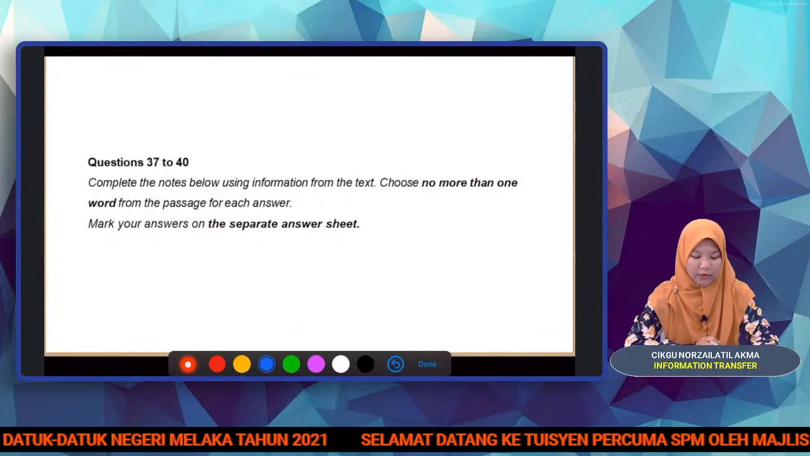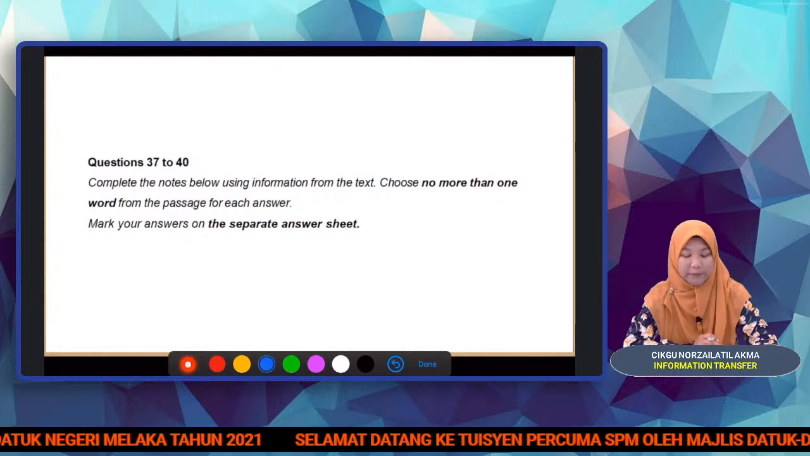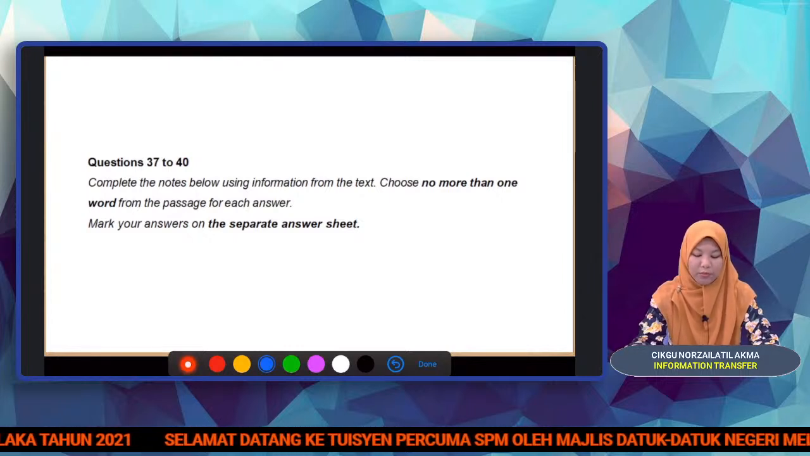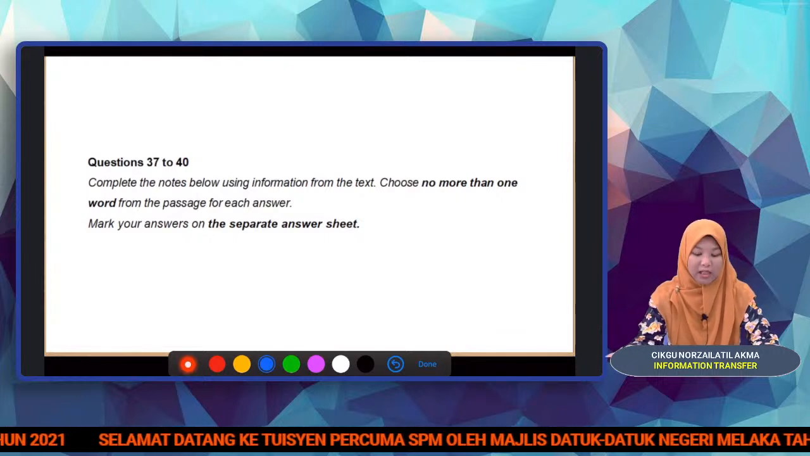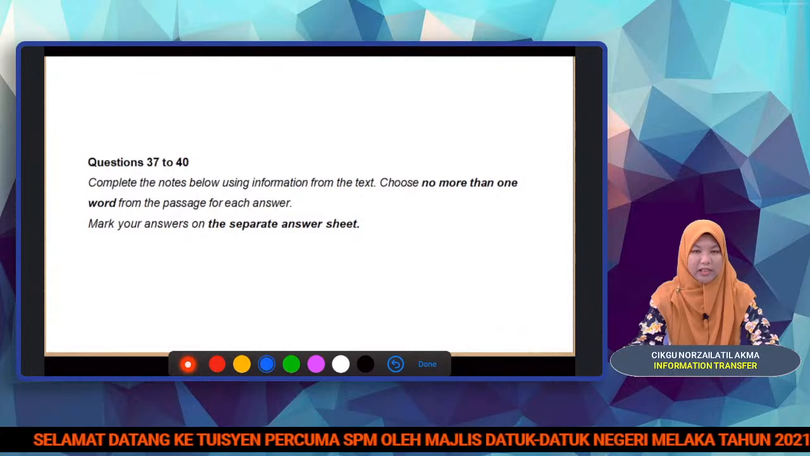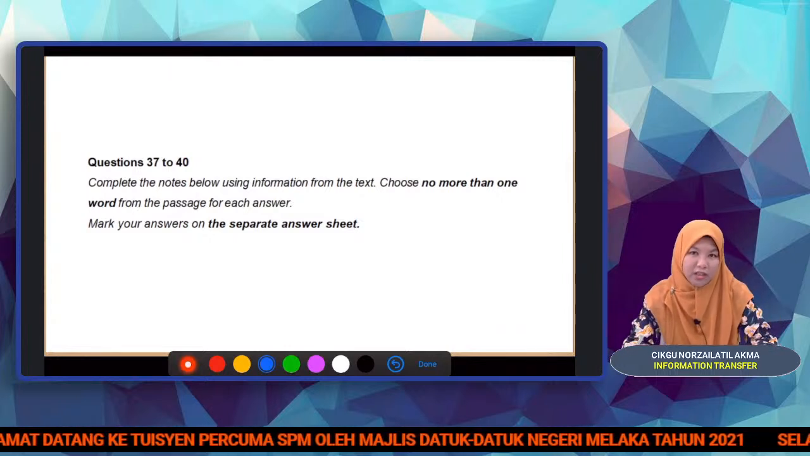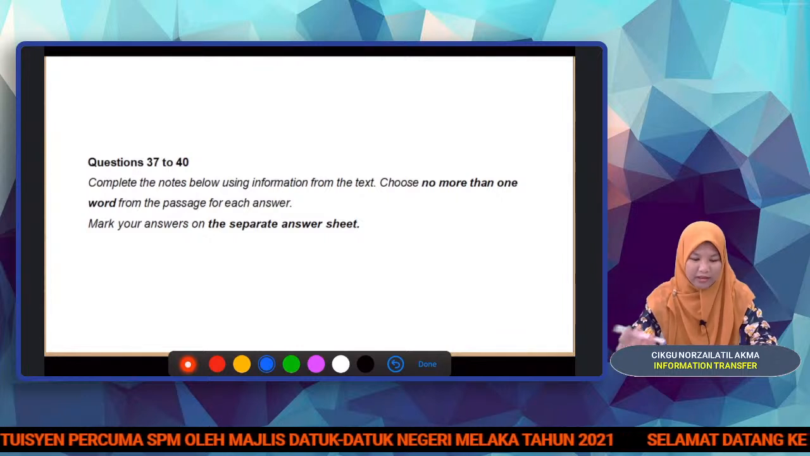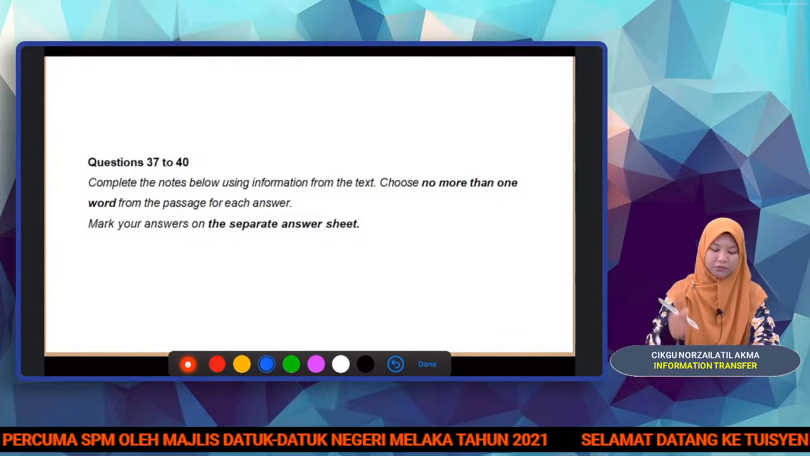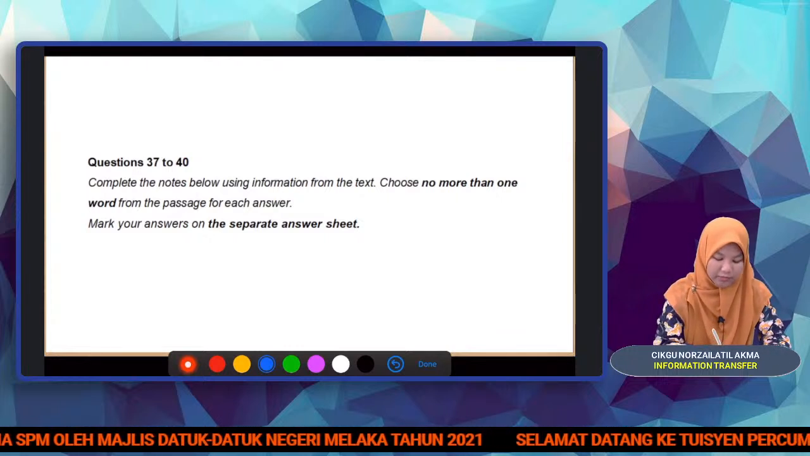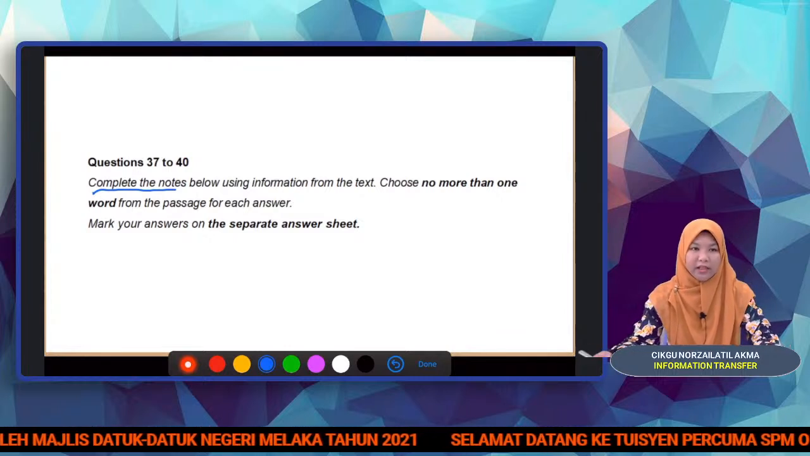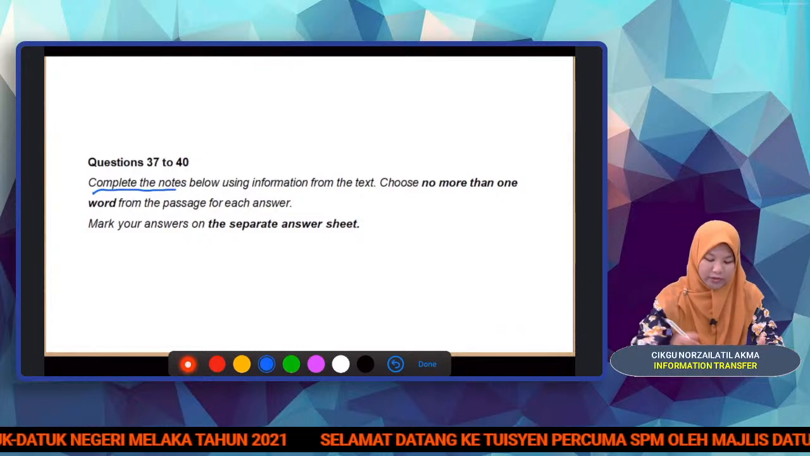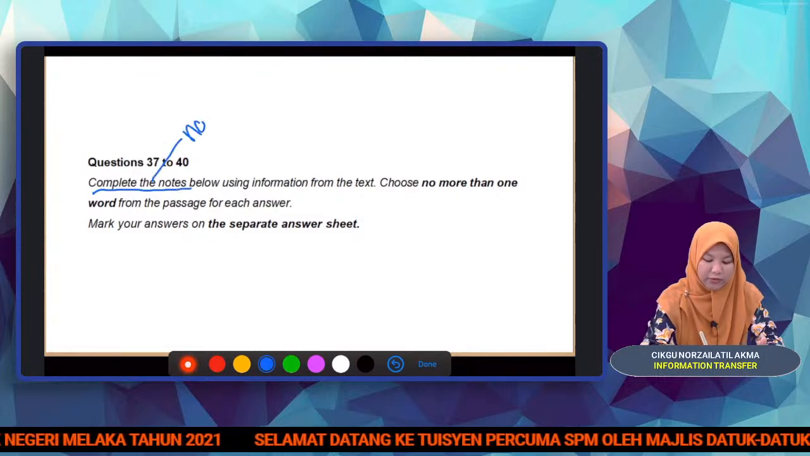This one will be for example for questions 37 to 40. Complete the notes below using information from the text. Choose no more than one word from the passage for each answer. Mark your answers on the separate answer sheet. Again, we have read the instruction. Second, we need to identify the keyword. Keep that word in your mind, keyword. After reading, you need to find the keyword. The keyword here, the requirement of the task, is complete the notes. It means that there will be notes with gaps, so you need to find information from the text to complete the notes. This is what we call notes completion.